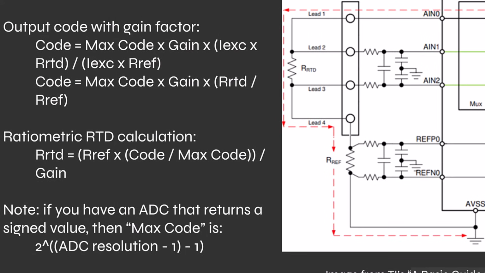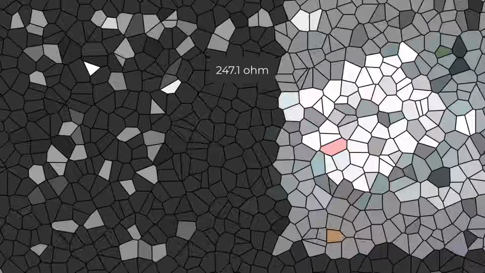Now, the math is basically the same as what we just went through, except we added in the gain factor. If you're not using an amplifier, then you can just take that out. But I wanted to show it with the gain factor in there to get an accurate resistance measurement.